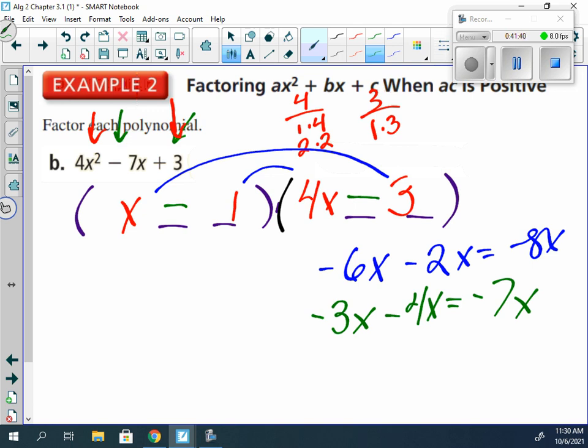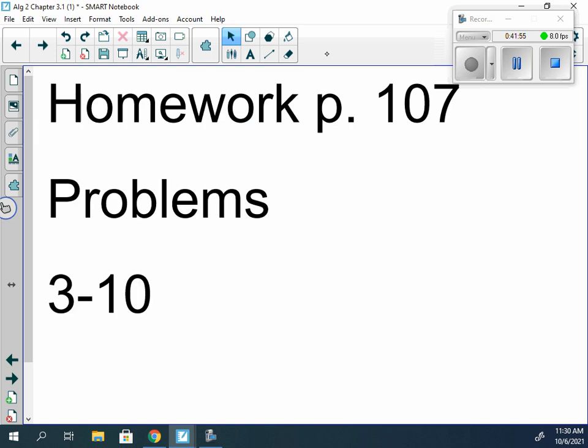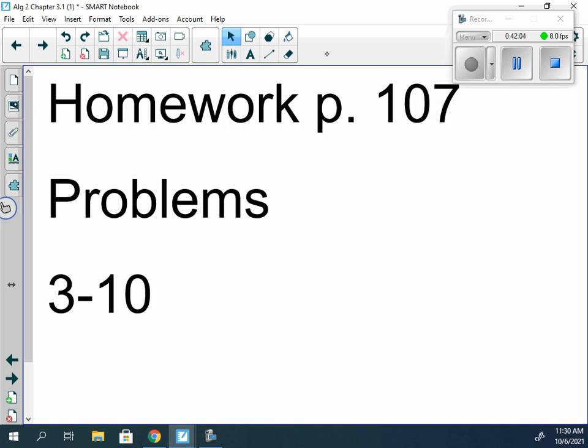Any questions on this here? Any questions over anything we've done so far? You feel pretty good with this here? Okay. I know that we do have a lot more examples. Yep. So the signs will be opposite.